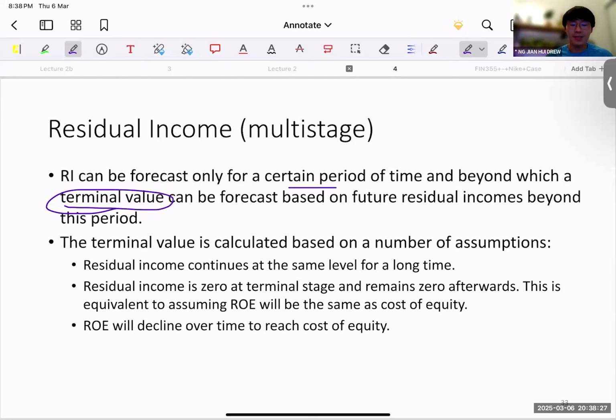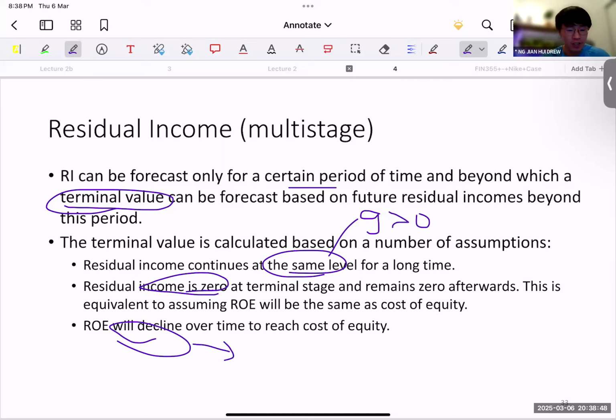We can do zero residual income, so zero growth, or it can be declining or continue at the same level, right? So this is the same in the sense of your G is more than zero, meaning there's some growth. So if you're growing perpetuity, it can be declining, so your G keeps on dropping, or residual income is zero at terminal value, which is equivalent to no growth at all.